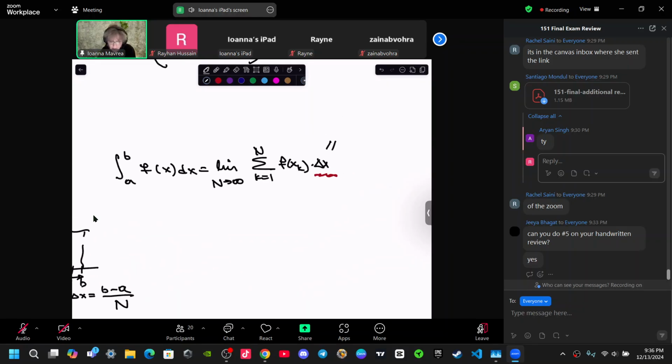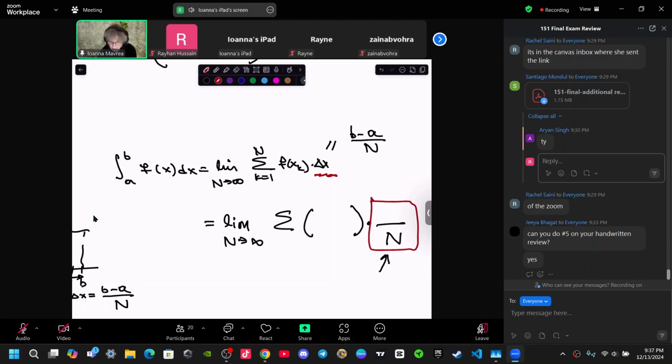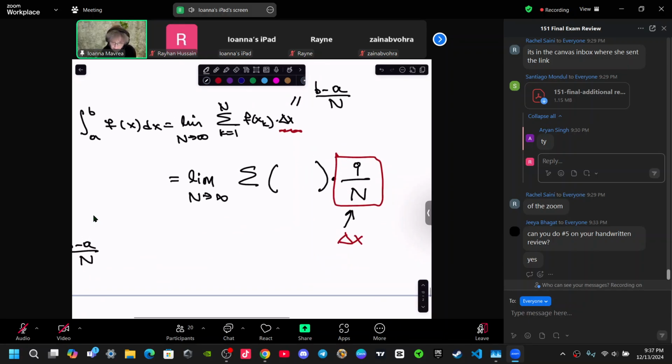This thing is B minus A over n. So the formula there looks exactly like that. In the formula you have some stuff times something that has an n here. That thing that you see in the formula is your delta x. So what is that thing in the formula? That's 9 over n. That's your delta x. So that means delta x is equal to 9 over n, but delta x by definition is b minus a over n.